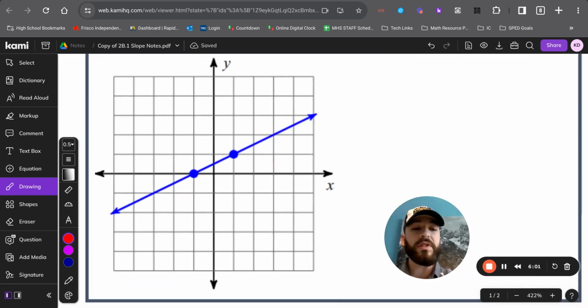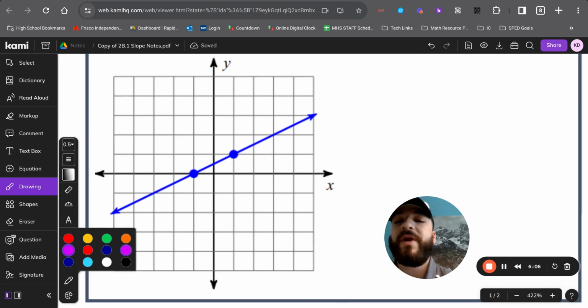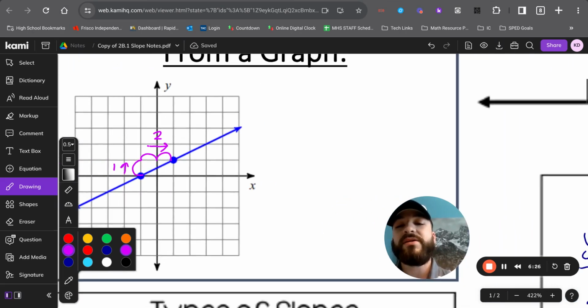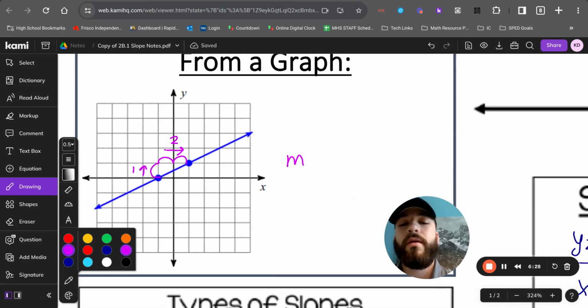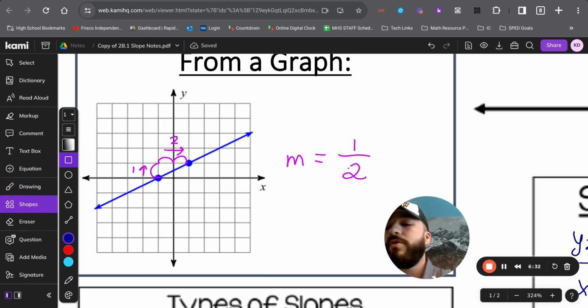I always want to go left to right, just like we read the graph left to right. So from my first point right here, to get to my next point, I would have to rise by 1, so I'd go up by 1. And then to get from this point over there, I'd have to run by 1, 2. Since I have to rise by 1 and then run by 2, my slope in this instance would be a rise of 1 over a run of 2, so 1/2.